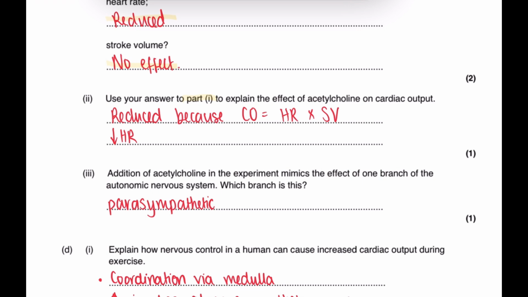Use your answer to part I and explain the effect of acetylcholine on the cardiac output. This is reduced because the heart rate is decreased, and we know that our equation for cardiac output is heart rate times stroke volume. Because heart rate decreases, that means overall our cardiac output will decrease.